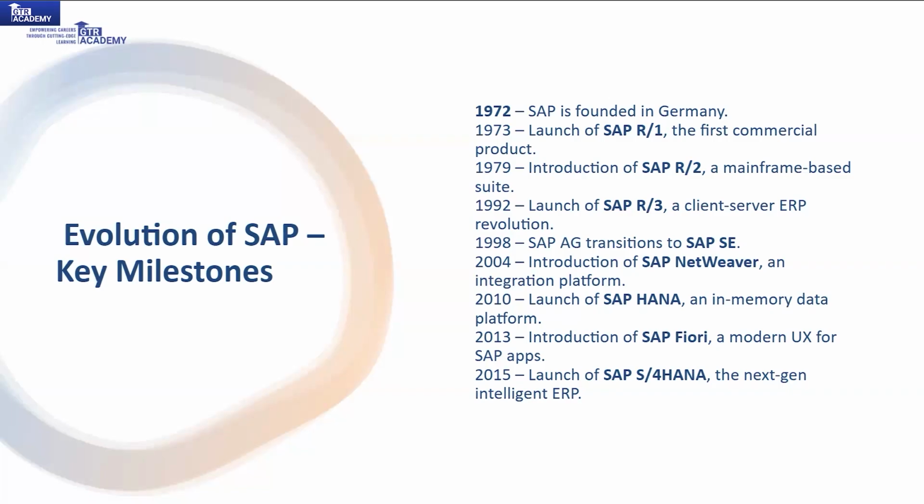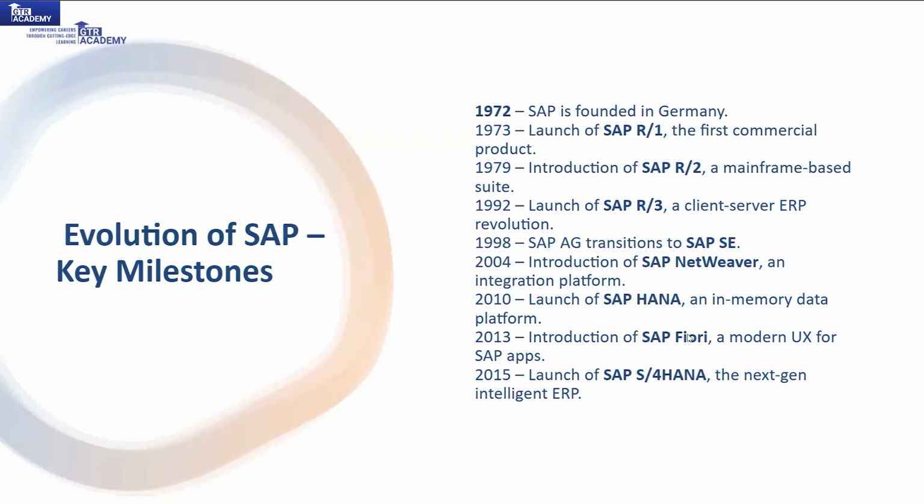S4 HANA. What does HANA mean? What is HANA? In 2010, HANA came. But what is S4 HANA? What is Fiori? I'll tell you all that. HANA is a database, but it was not integrated with SAP. It is a separate database only used for analytical reporting. That is SAP BI/BW.